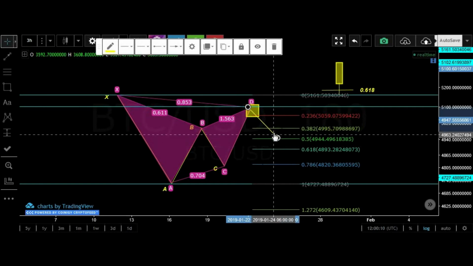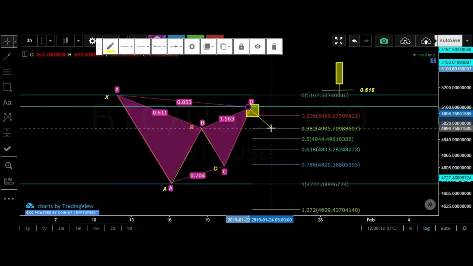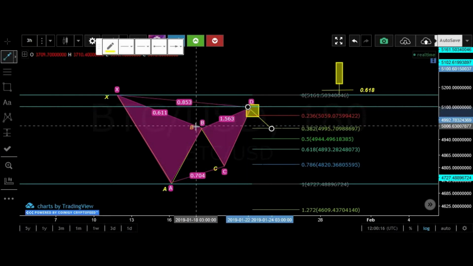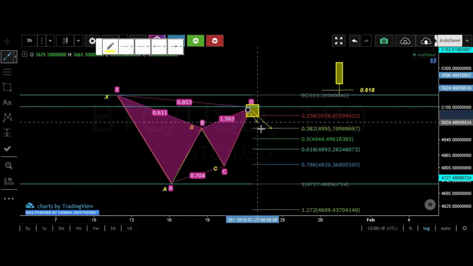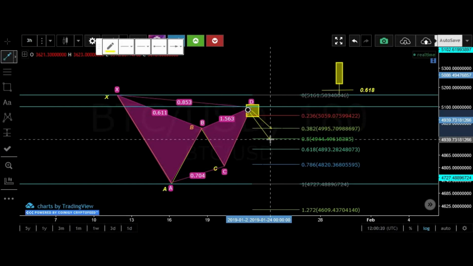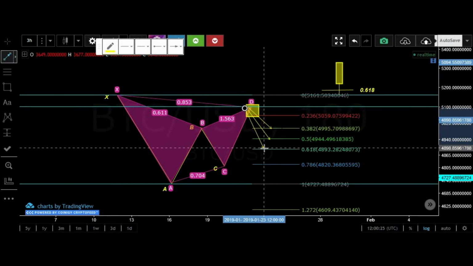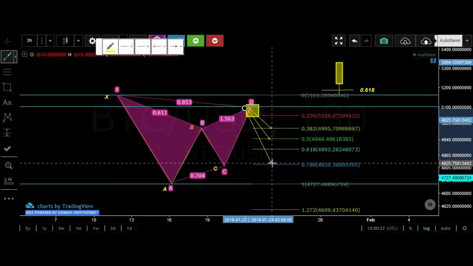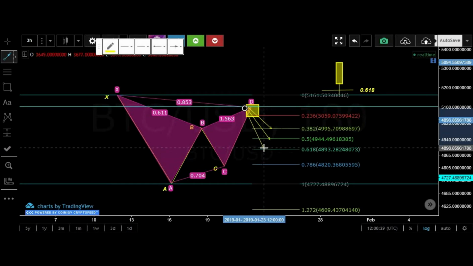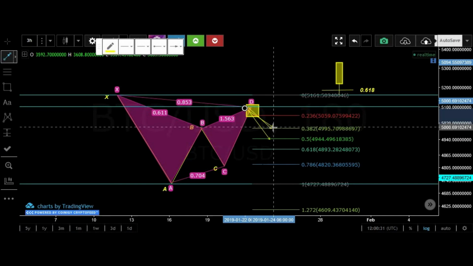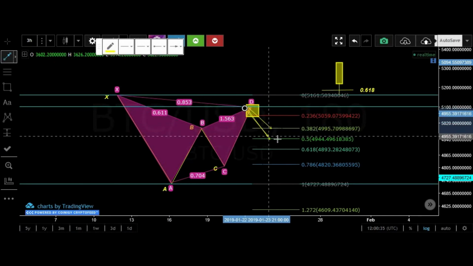So we have this. The first take profit level is the B leg, price moving down to test the B leg, and from here to 0.5. It could also move lower to 0.618 and 0.786, but the most important two levels are what? The 0.382, which is the B leg, and the 0.5.